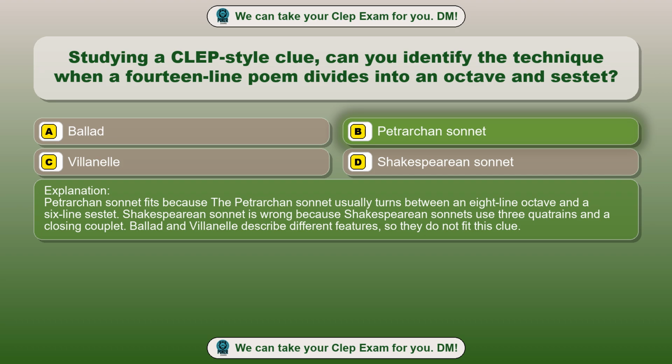Shakespearean sonnet is wrong because Shakespearean sonnets use 3 quatrains and a closing couplet. Ballad and villanelle describe different features, so they do not fit this clue.